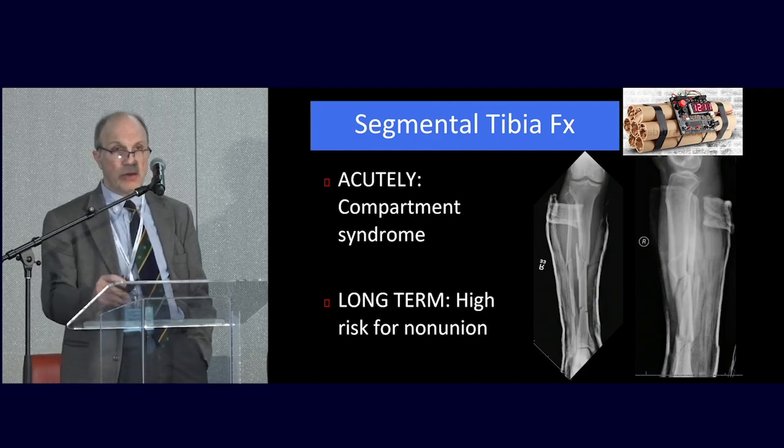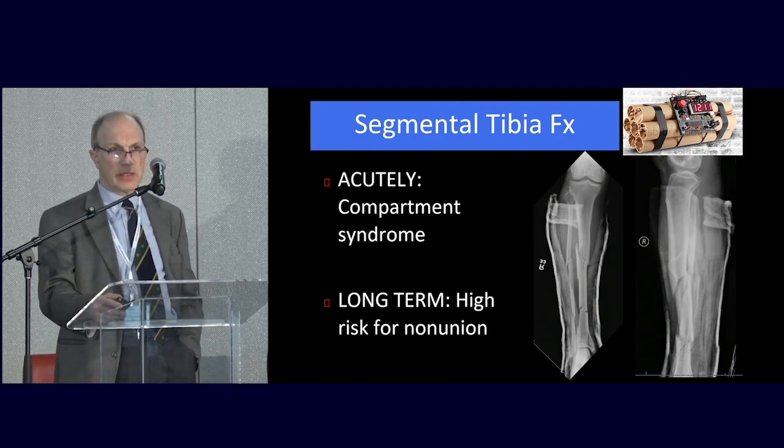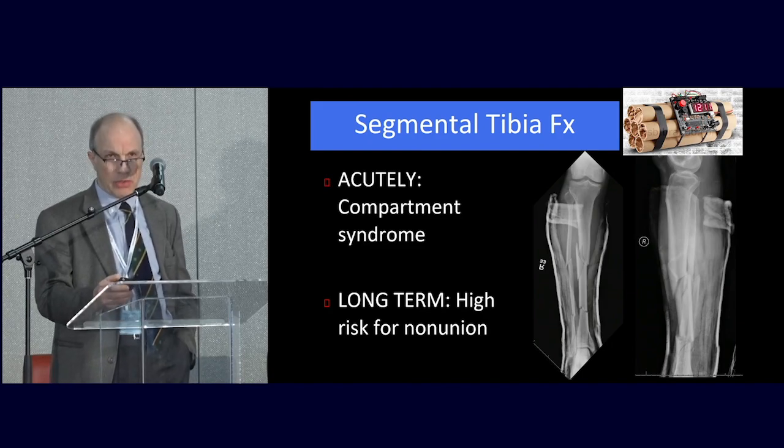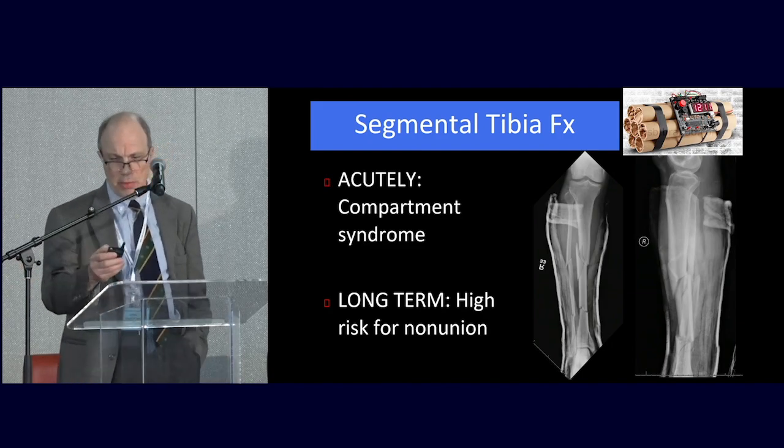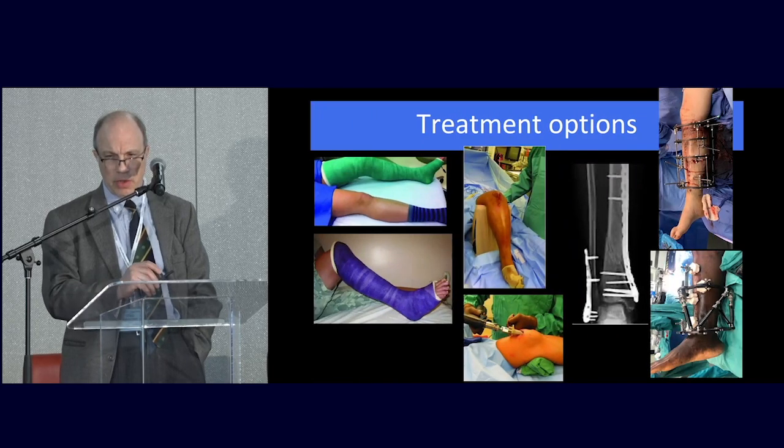In the long term, if you have more than one fracture in the same bone, sometimes one of the fractures heals and the other one may go to non-union, but that's a long-term problem. It's not an acute problem, so I'm not going to talk about it.